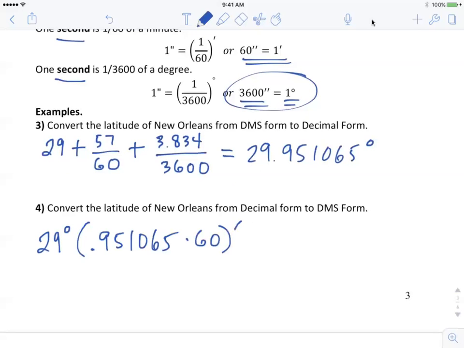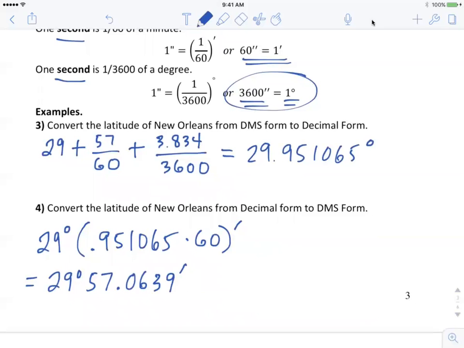So if I take that fraction of a degree and multiply it by 60, that'll be minutes. So I'm going back to my calculator. And that's 57.0639. Now I've got 29 degrees and 57.0639 minutes. That's cool, and that's an accurate answer. That's just in, I guess, DM form, degrees and minutes.